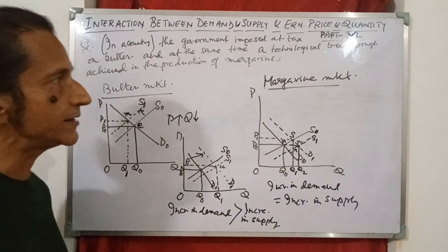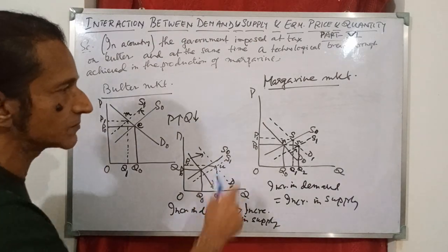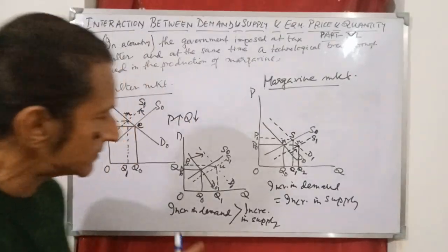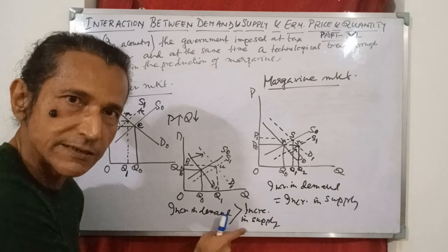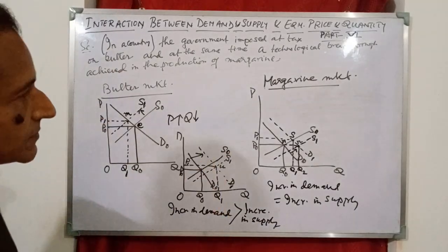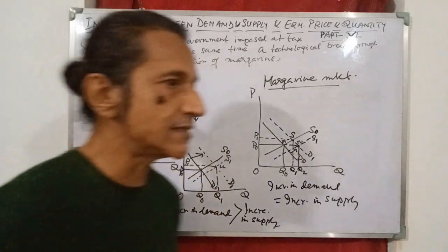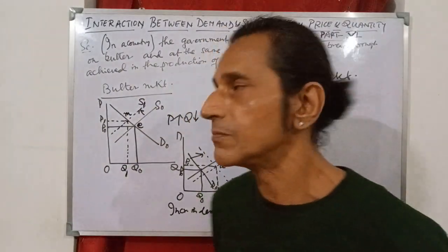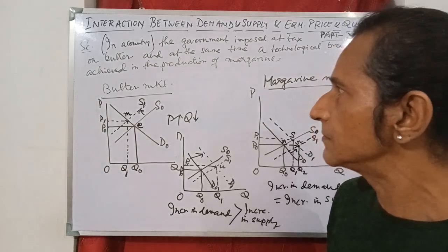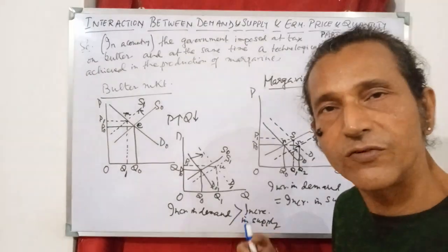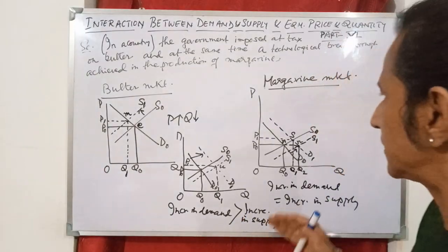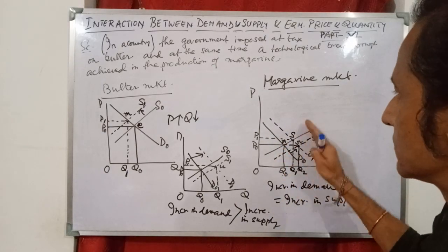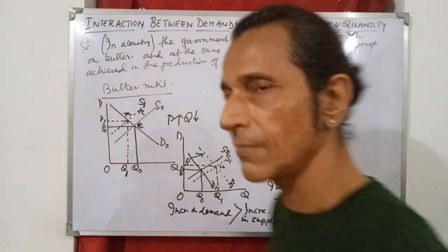Now what is happening in the margarine market? We have taken two cases where increase in demand is equal to increase in supply, and here increase in demand is more than increase in supply. In margarine market, what will happen? Since margarine is a substitute commodity, substitute of butter, increase in price of butter will increase the demand for margarine. So demand for margarine is increasing, so the demand curve D sub 0 is shifting parallelly rightward in both the cases.